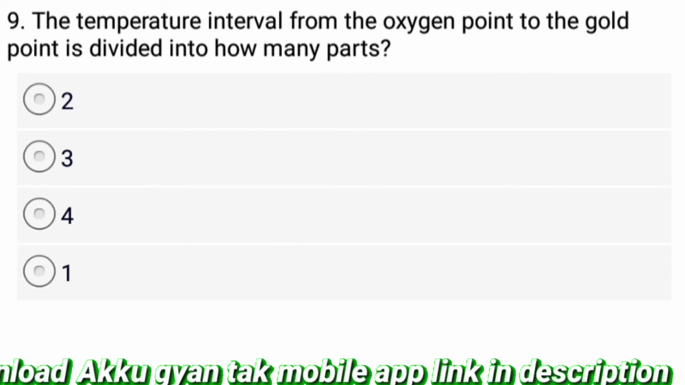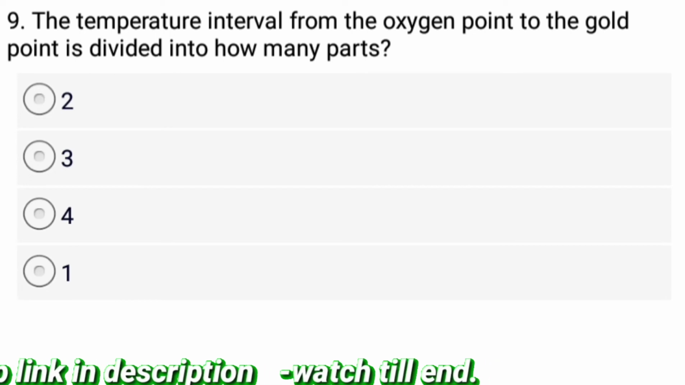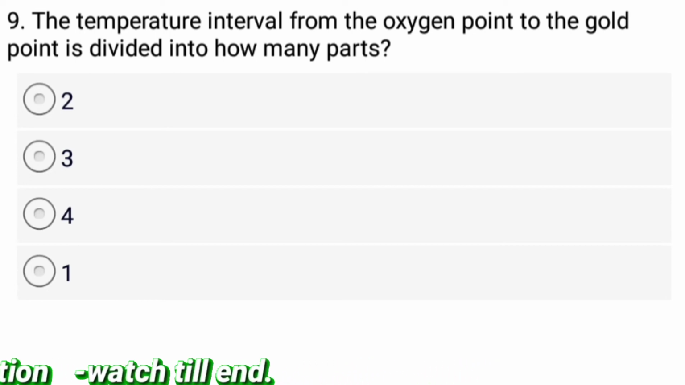The temperature interval from the oxygen point to the gold point is divided into how many parts? A 2, B 3, C 4, D 1.